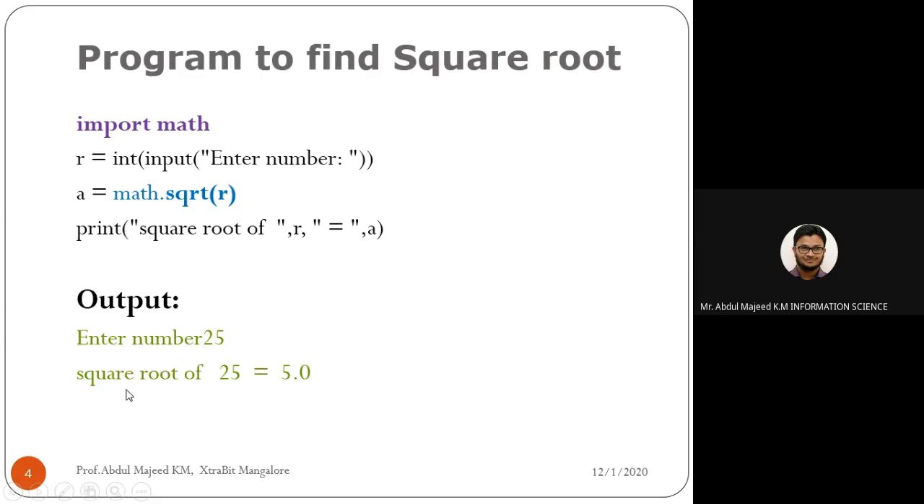So I'll get a message: square root of 25. The value of r is replaced with 25, and the value of a is replaced with 5. I mean, it will be stored here. So we got this particular output. Clear? You can run this particular program and you can check the output.